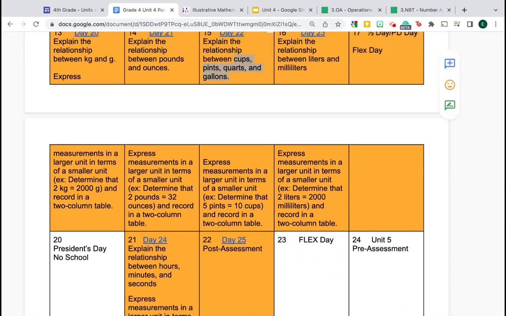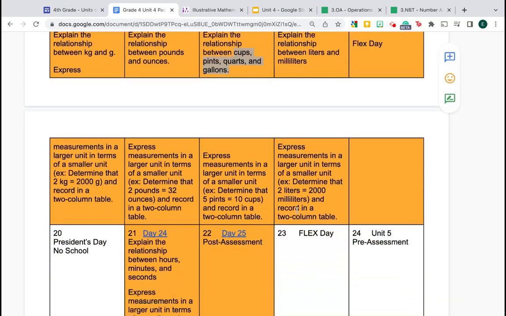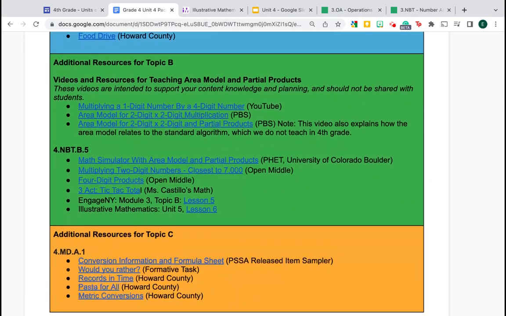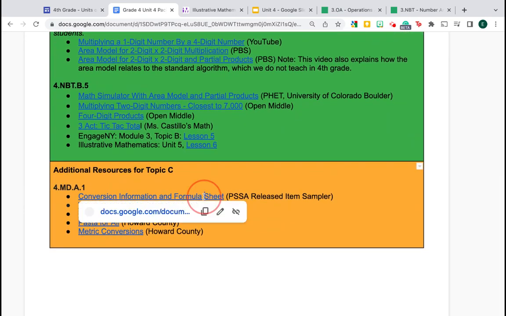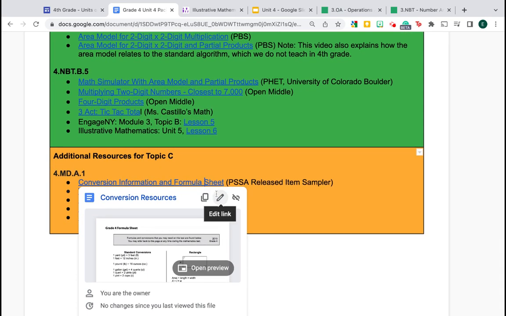Again, if you're falling a little behind, you might rush these days. These days are also a really good opportunity for you to use the formula sheet, get students familiar with that as you think about the PSSA.